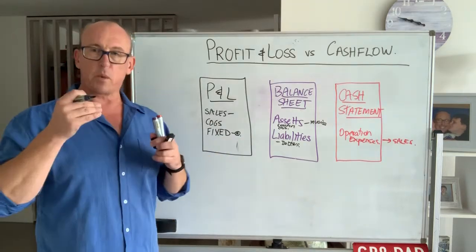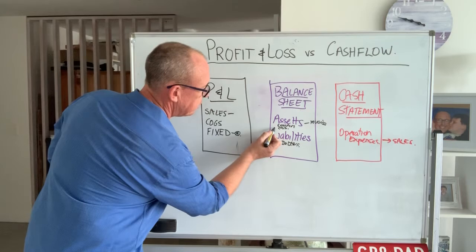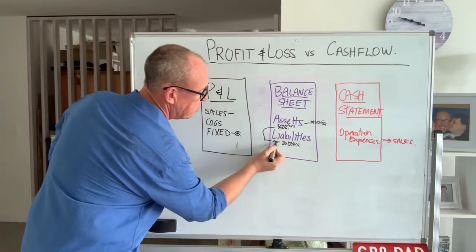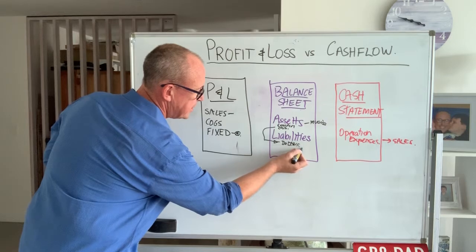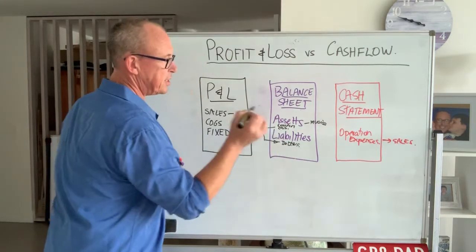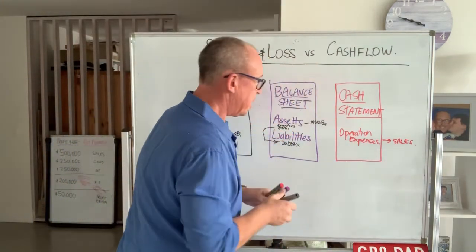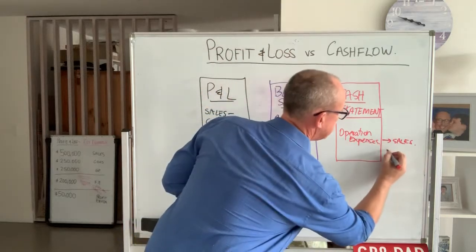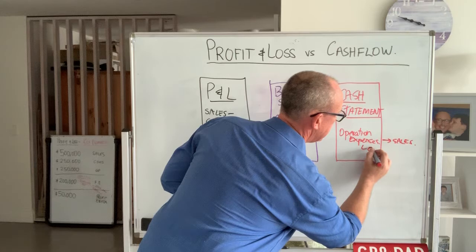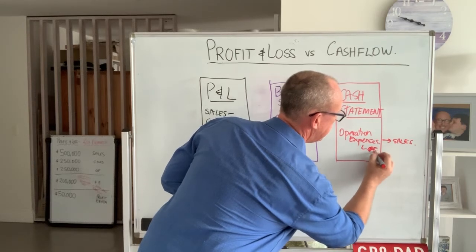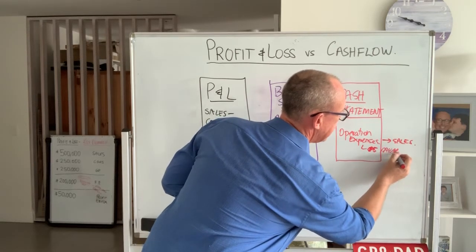Now what happens when we pay that bill is money will come out of the cash, our debtors balance will go down, and our cash balance will go down. And also over here on our cash statement, we will see an operating expense where that payment will then, the payables will then go down, all right?